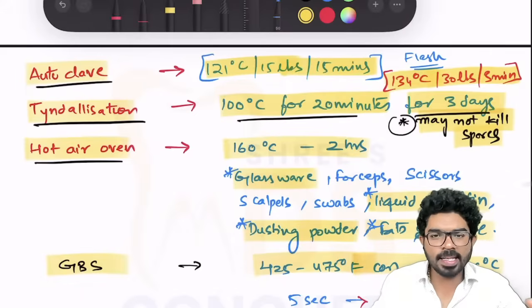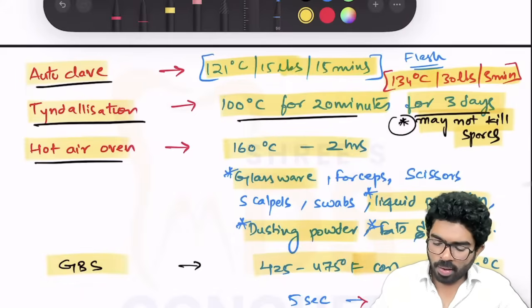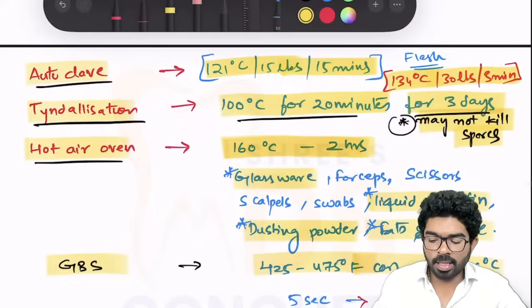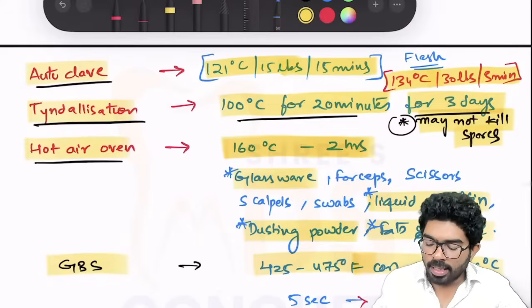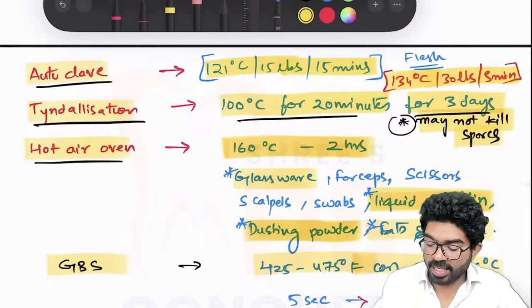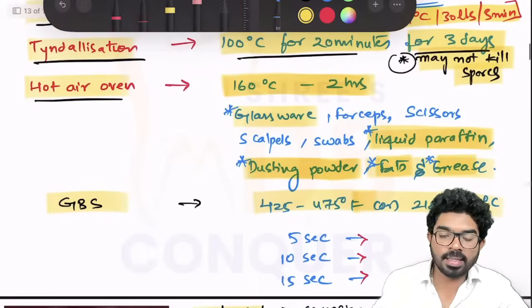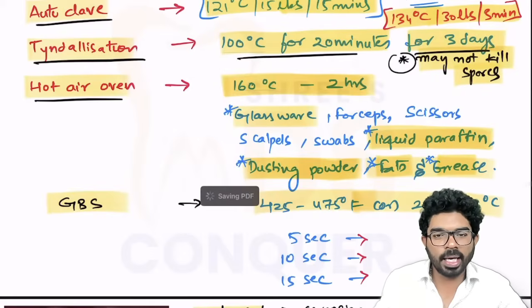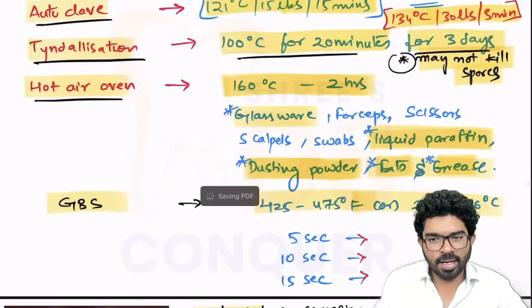The next frequently asked area is hot air oven. The basic numbers are 160 degrees centigrade for about 2 hours. Very frequently asked items are dusting powder, liquid paraffin wax, fat, grease, scalpels, swabs, forceps, scissors, glassware. For all these, the mode of sterilization is hot air oven. Particularly dusting powder and liquid paraffin wax are very frequently asked.